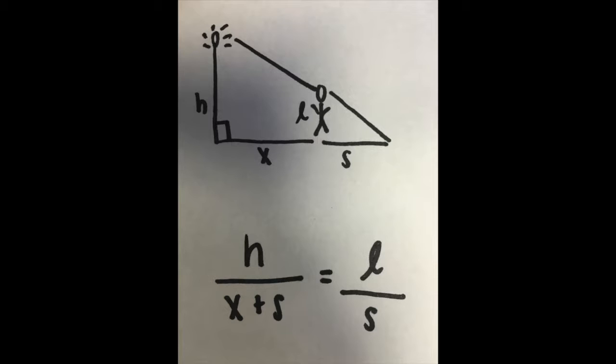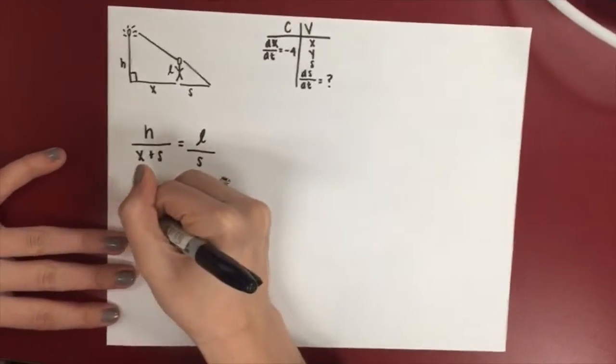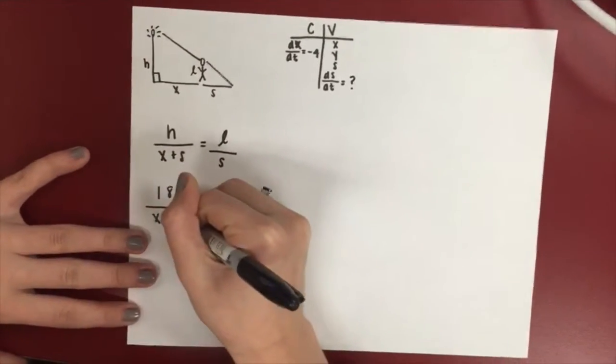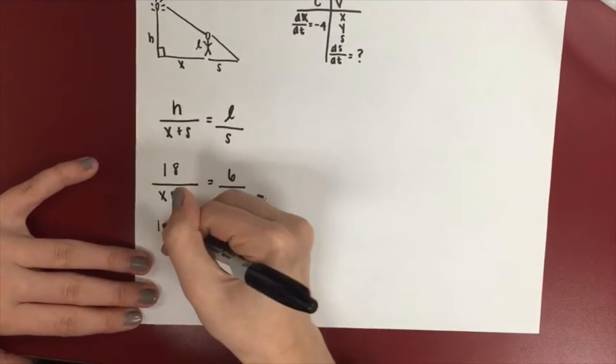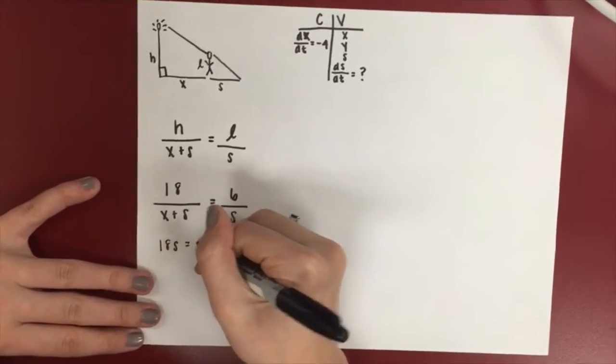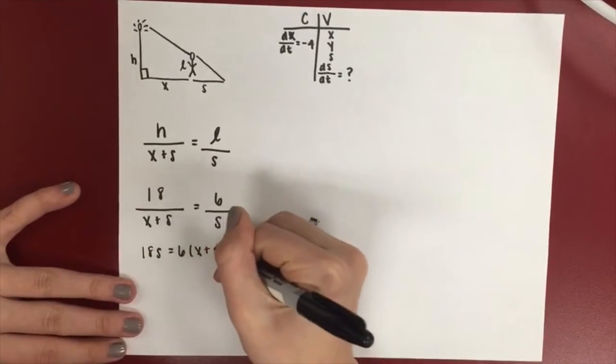The two triangles have an equal ratio, so the vertical side of the big triangle h over the horizontal side of the big triangle, x plus s, is equal to the vertical side of the small triangle l over the horizontal side s. Once you have your ratio set up, you can plug in 18 for h since it's a constant, and you can plug in 6 for l since it's a constant as well.